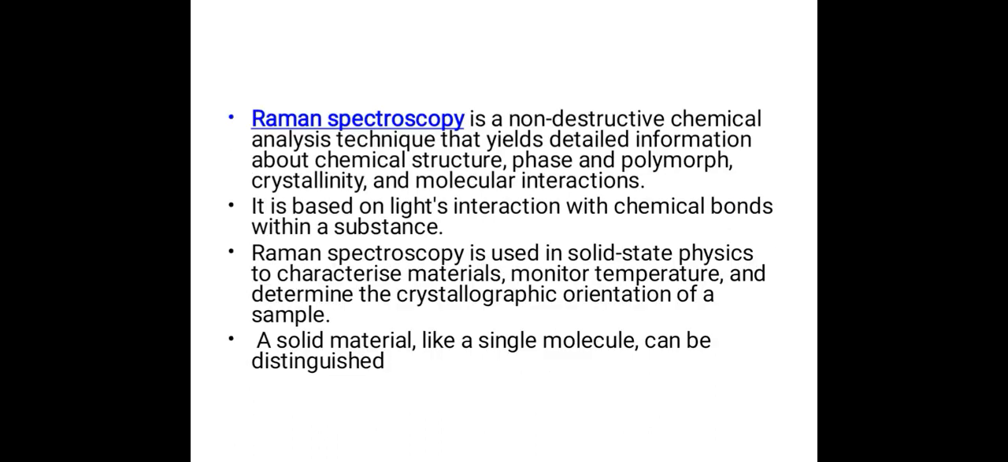Raman spectroscopy is a non-destructive chemical analysis technique that yields detailed information about chemical structure, phase and polymorphs, crystallinity, and molecular interactions. It is based on light's interaction with chemical bonds within a substance. Raman spectroscopy is used in solid-state physics to characterize materials, monitor temperature, and determine the crystallographic orientation of a sample. A solid material like a single molecule can be distinguished.